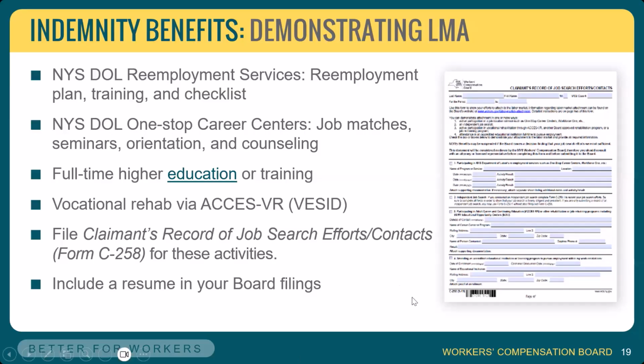Now, once you've done these things, what do you do? Well, you're going to complete Form C-258. We're showing you the C-258 on screen. You can get it from our website. You might need more than one copy of it because you might have enough activities that you can fill 5 of them. Submit all 5. Repeat, submit all 5. It's okay to overwhelm the board with records of your job search. One thing you should do is include a resume. We love to see resumes.